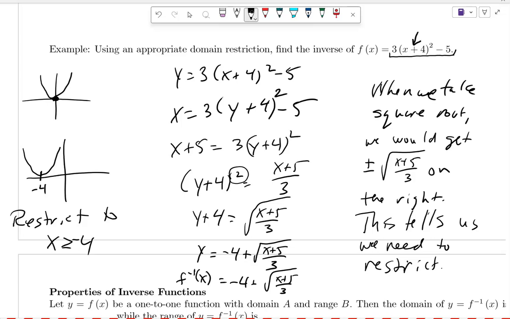All right. Any questions on why we had to restrict here? That's the important part. Do you understand why we have to make a restriction? Okay. Because we've got a non-one-to-one function. So we've got to break a piece out of it. All right.